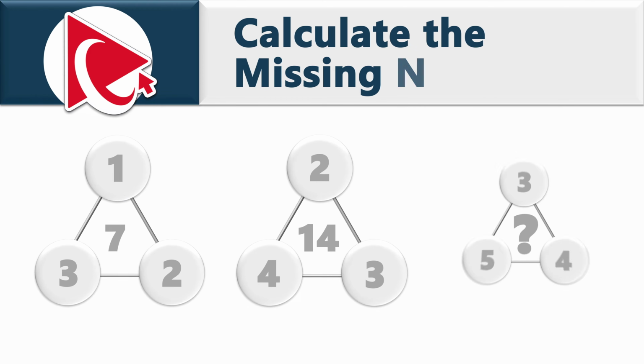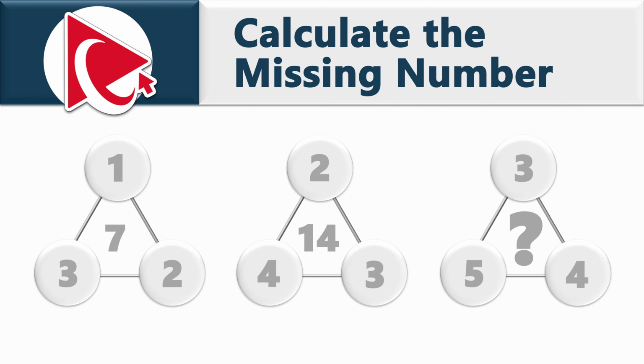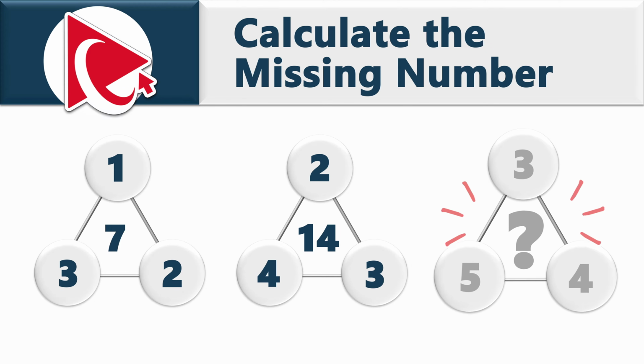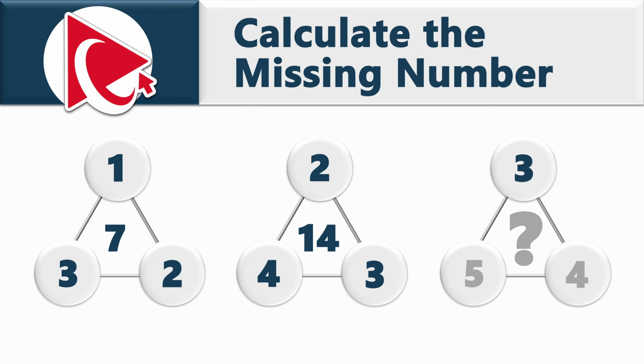You're presented with 3 triangles. Each triangle has surrounding numbers on the outside and a number in the middle. The first triangle has numbers 1, 2, 3, and then number 7 in the middle. The second triangle has numbers 2, 3, and 4, see the pattern? And then number 14 in the middle. Then the third triangle has numbers 3, 4, and 5. Again, I see the pattern repeating.